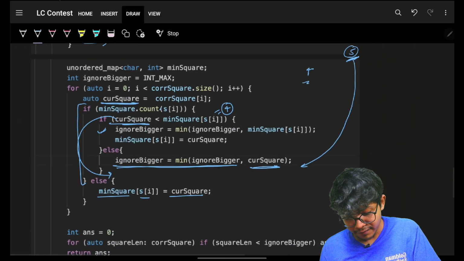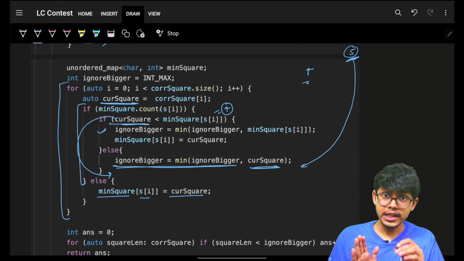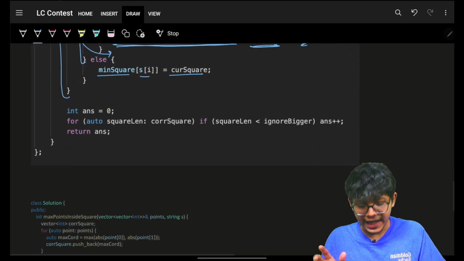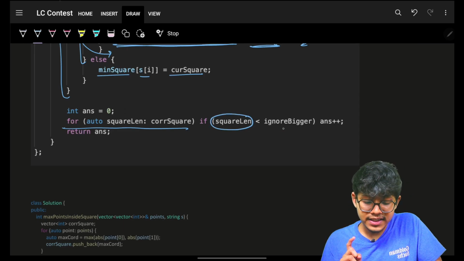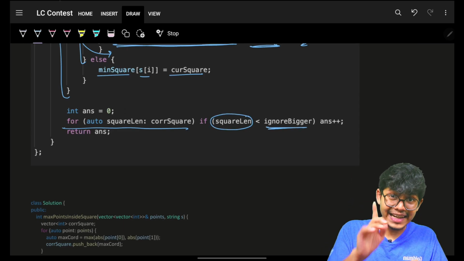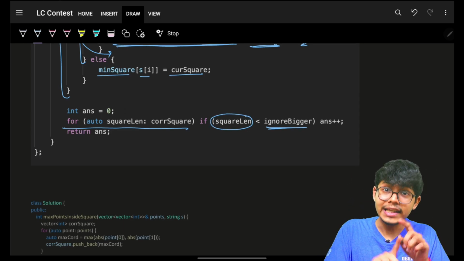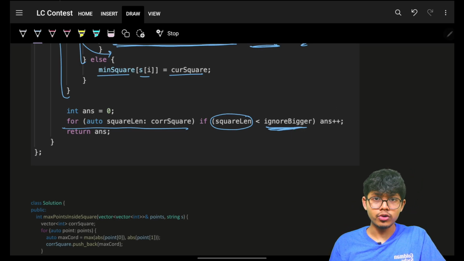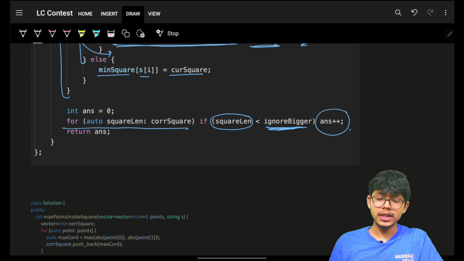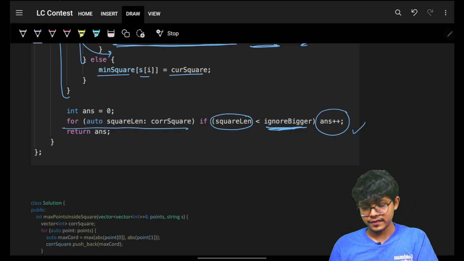Now, when I have found the actual minimum boundary after iterating on all of them, I will simply go over all my current square lengths. Whatever square lengths are actually less than my boundary, again it is less, not less than or equal to, because I know equal to cannot be allowed, I cannot go equal to the boundary also. If it is less than the boundary, I should increase my answer, and that will be the number of characters which I can have. Ultimately, that's the answer.